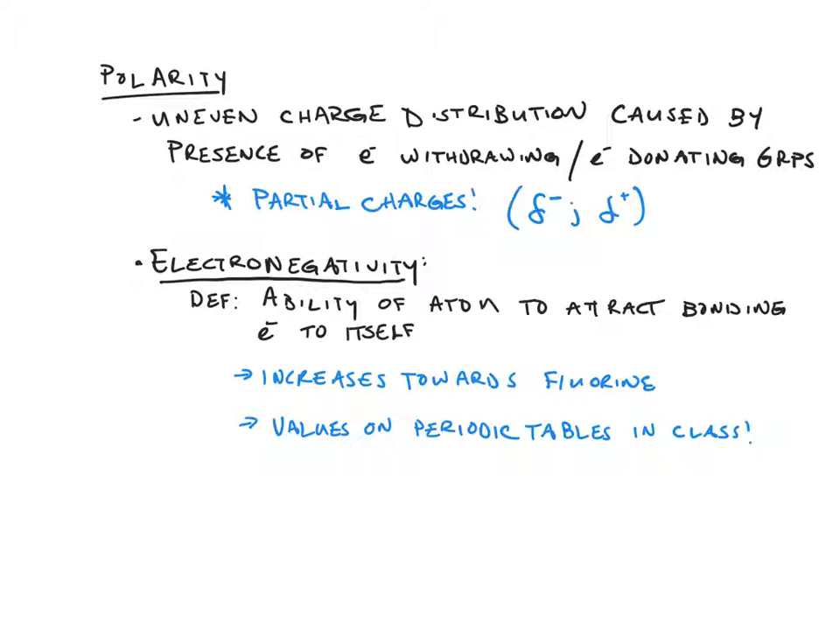And this is determined by the electronegativity of the atom. And remember, we talked about this last year, and we said that electronegativity is the ability of an atom to attract bonding electrons to itself, right? So how hard is that atom or that nucleus pulling on those bonding electrons? Remember that electronegativity increases towards fluorine, and that those values are on the periodic table in class.